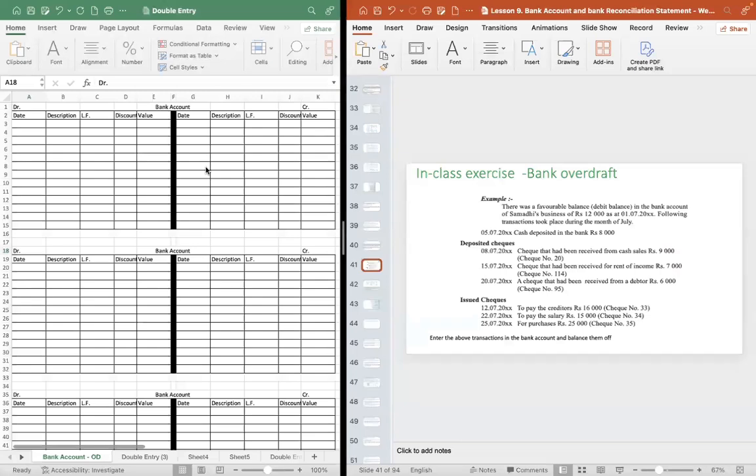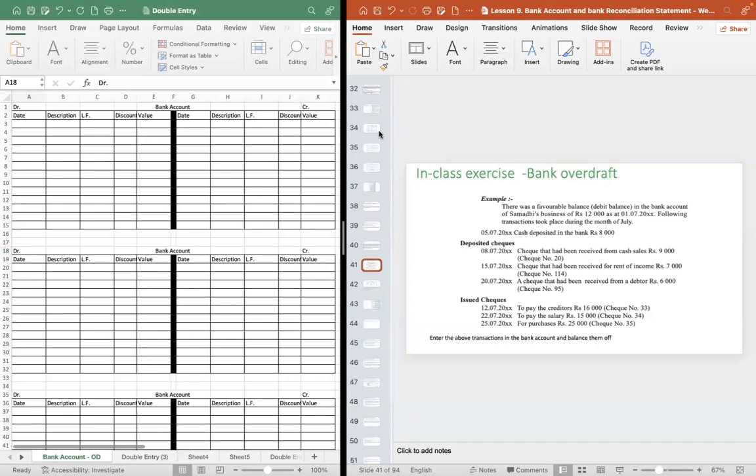Okay, students, today we are starting off with a question where we enter transactions to the bank account and balance it off, observing the overdraft balance. Let me repeat the question. There was a favorable balance, a debit balance in the bank account of Samadhi's business of rupees 12,000 as at 1st July 2024.